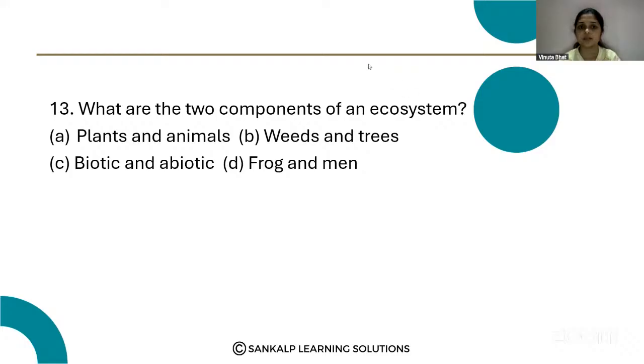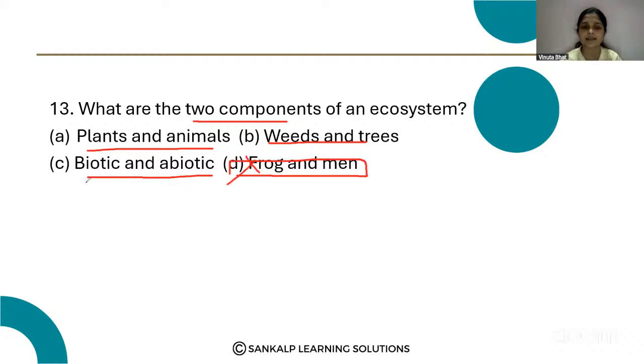So here, the two components in an ecosystem, not only plants and animals are there. They are the major ones, but the ecosystem is made up of not only these two components. Weeds and trees are not the two components of the ecosystem. So option C, biotic and abiotic. Option D, frog and men, that is not the correct answer. So here, biotic and abiotic.